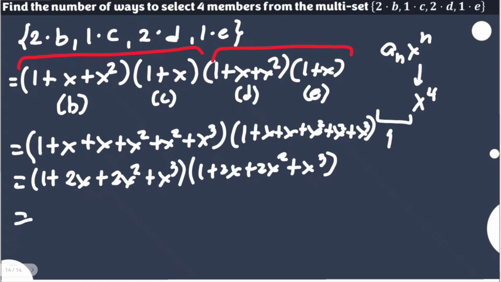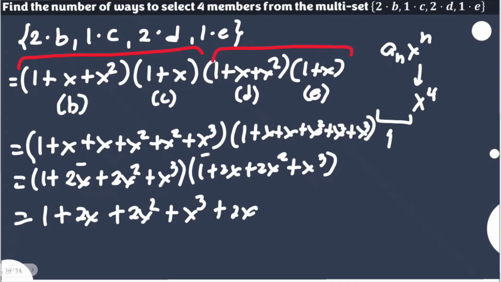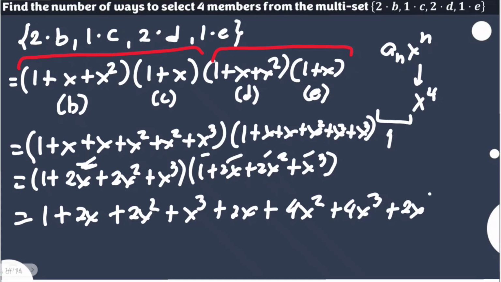So by distribution, take note that's 4 times 4, so 16 terms. 1 times 1 is 1. And I multiply it immediately. Please bear with me. 1 times 1 is 1. 1 times 2x squared is 2x squared. 1 times x cubed is 1x cubed. Next, 2x squared times 1 is 2x squared. 2x squared times 2x squared is 4x to the power of 4. 2x squared times x cubed is 2x to the power of 5.